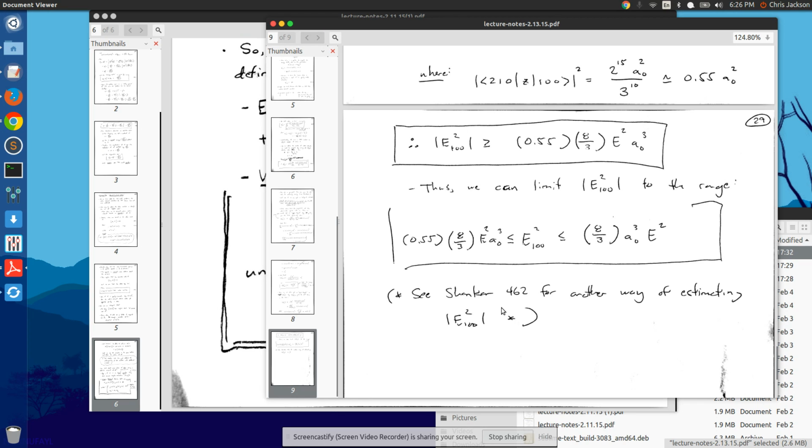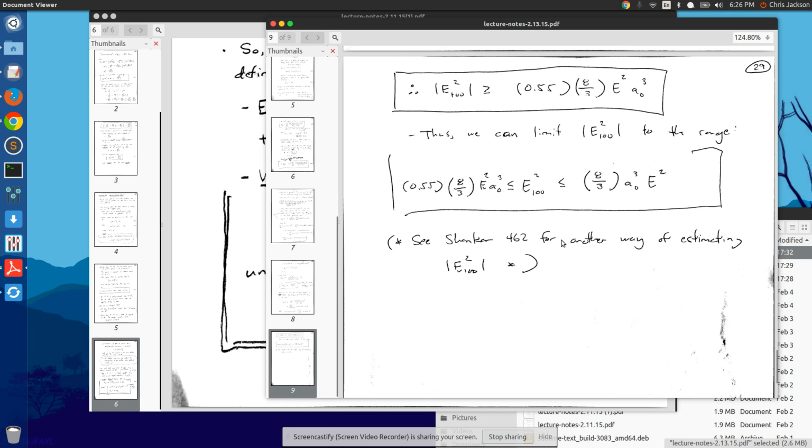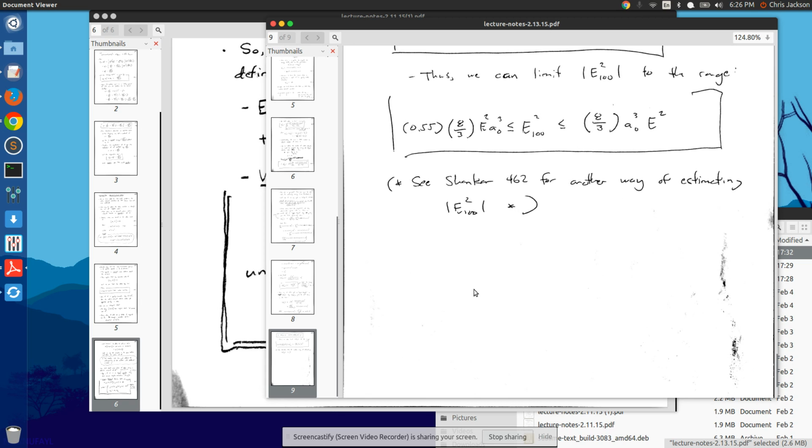Like I said, Shankar discusses this quadratic Stark effect, and the page number might differ depending on the edition that you have of Shankar, but he does do it, and it's a different way of estimating the second order energy shift.